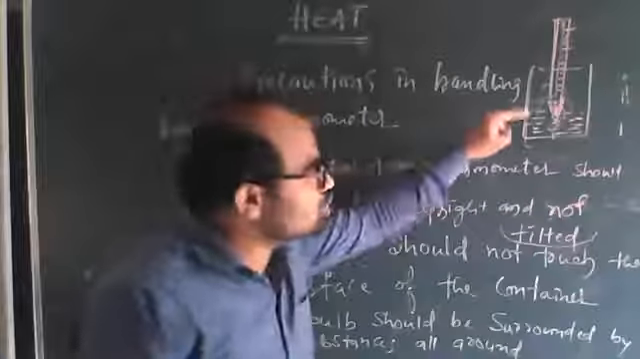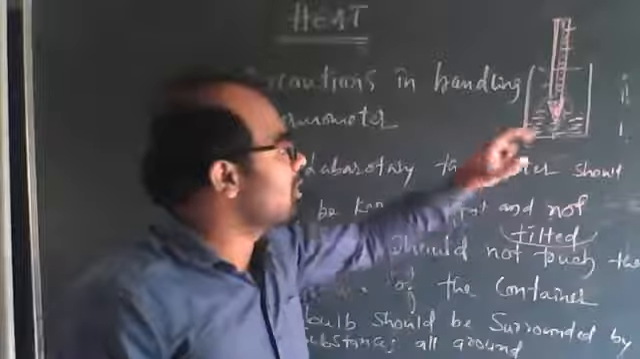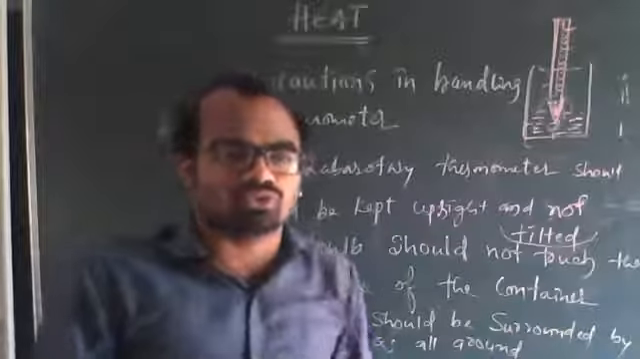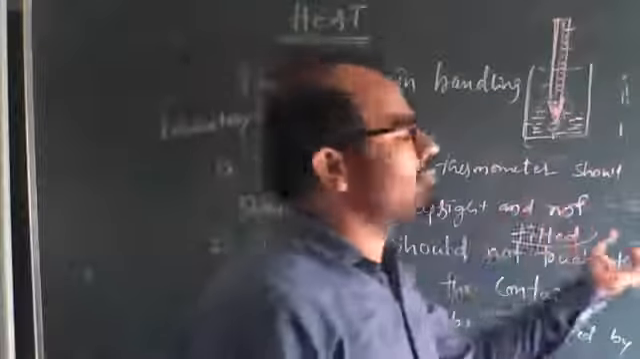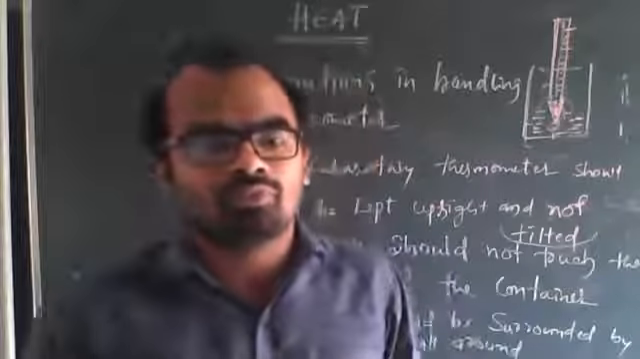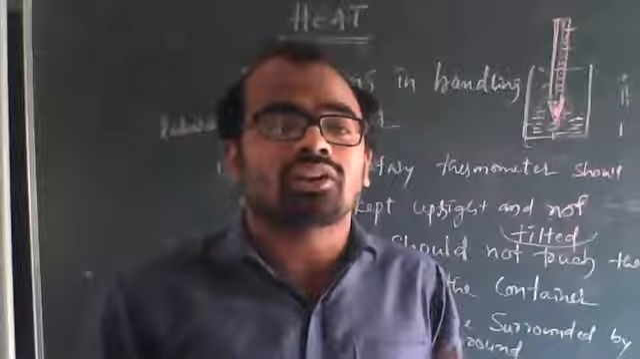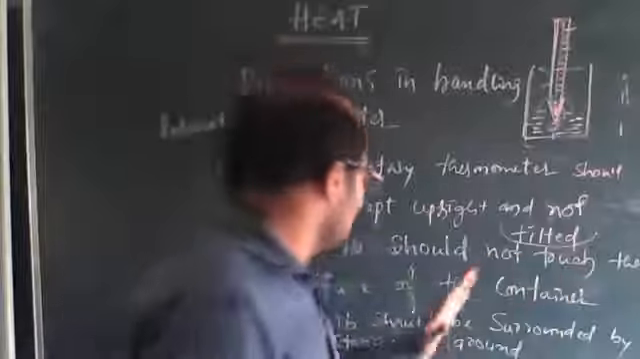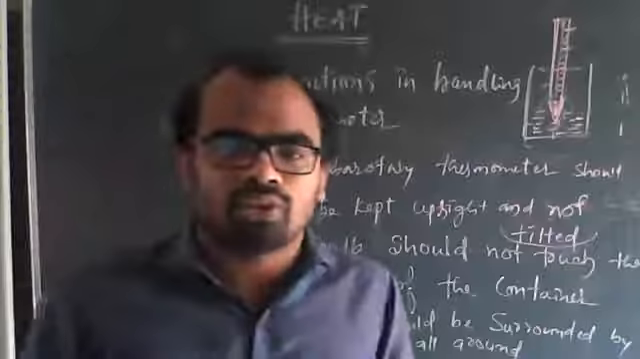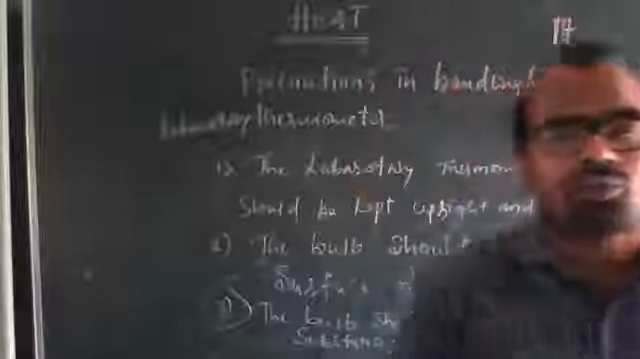When it measures the liquid temperature, all the liquid particles have to surround the bulb. There should not be even a little gap, because it has to take the temperature from all the molecules. Then only it gives the correct temperature. Otherwise, some temperature will become less, or it misleads the temperature. That is why the bulb should be surrounded by the substances all around. These are the things you have to remember. These are the precautions in handling a laboratory thermometer.